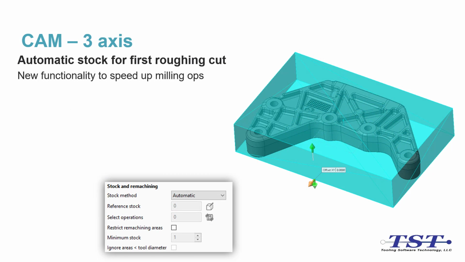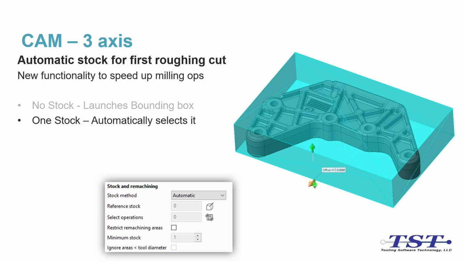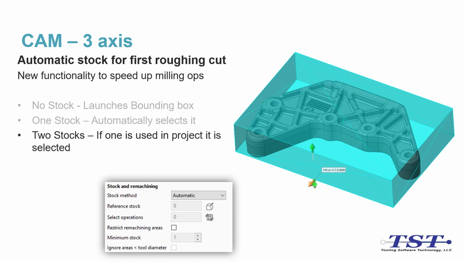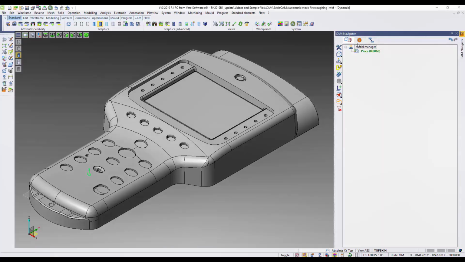Moving on, the 3-axis automatic stock for first roughing cut. New functionality helps speed up the milling operation. If there is no stock, it launches the bounding box. If there is one stock, it automatically selects it. If there are two stocks, if one is used in a project, it uses that. Let's take a look here.